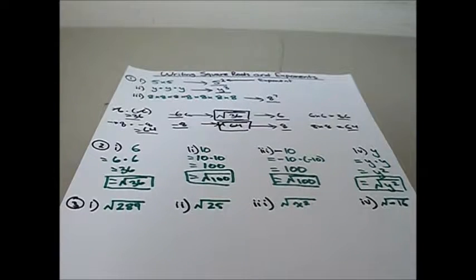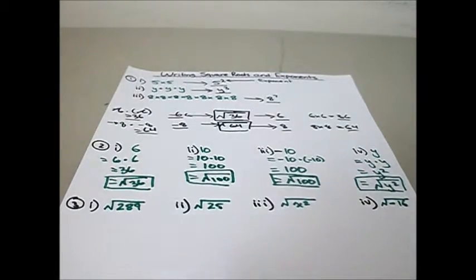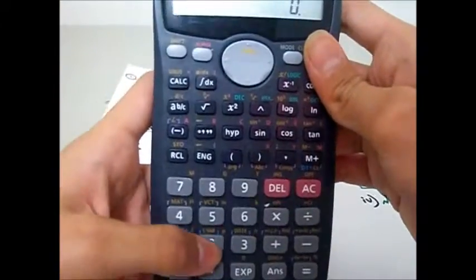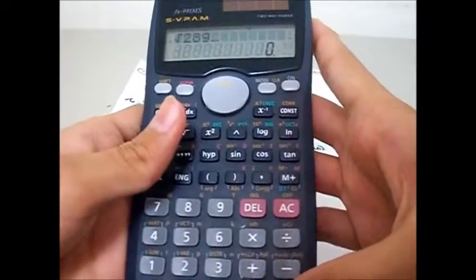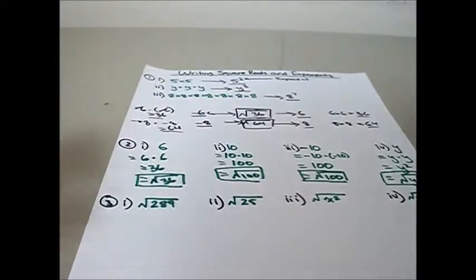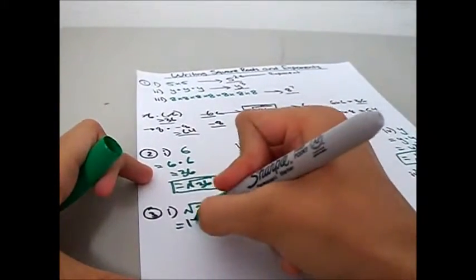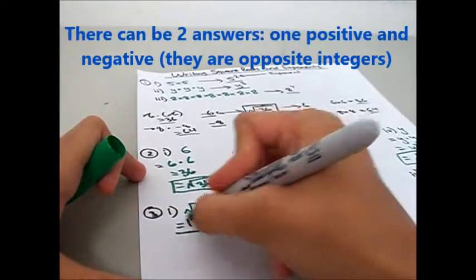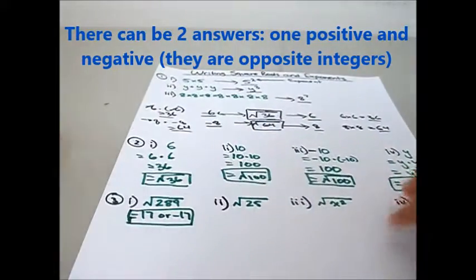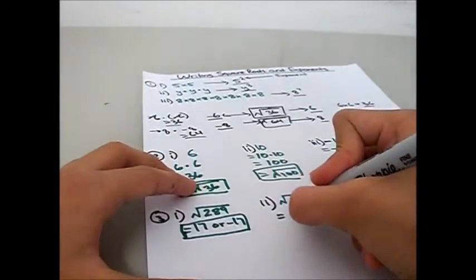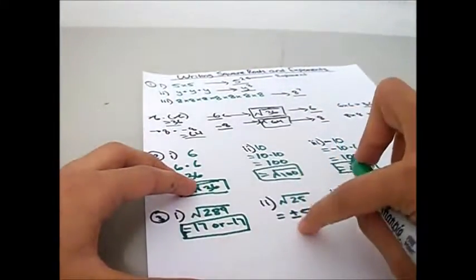Okay, now let's do the opposite. We're going to convert these into integer form. So the first one is the square root of 289. Since this is a very big number, I can just use my calculator. Square root 289, and that gives us 17. So I'm going to write plus or minus 17, since minus 17 is also a valid answer. Next, square root of 25. After a while, you can just get used to memorizing them. By the way, that's the plus or minus symbol.